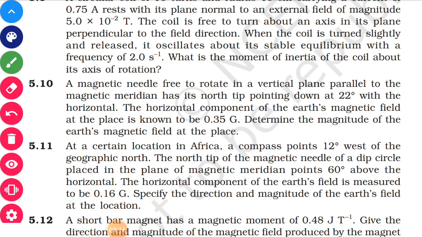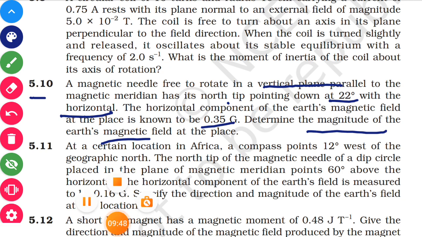Now numerical number 5.10. A magnetic needle free to rotate in a vertical plane, try to understand, a vertical plane parallel to the magnetic meridian, has its north tip pointing down at 22 degrees with the horizontal. The horizontal component of the Earth's magnetic field is 0.35 Gauss, 1 Gauss = 10^-4 Tesla. Determine the magnitude of Earth's magnetic field at that place.